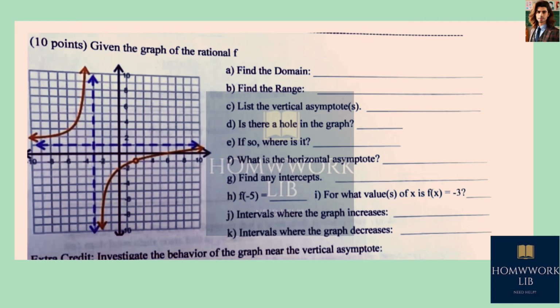Given the graph of a rational function f, we want to find the domain. The domain is left and right, and it's everything that would be included in the x's. And so in interval notation, we would say it goes from negative infinity all the way to the right, but notice that vertical asymptote at x equals -3. So it's going to skip over -3.